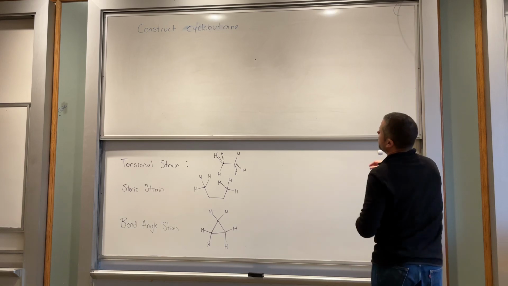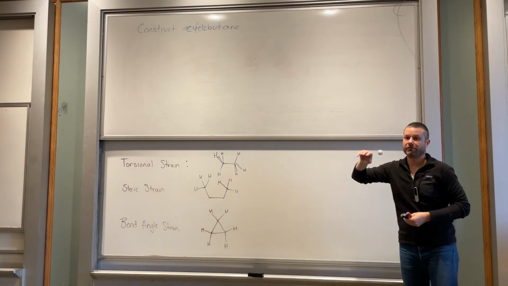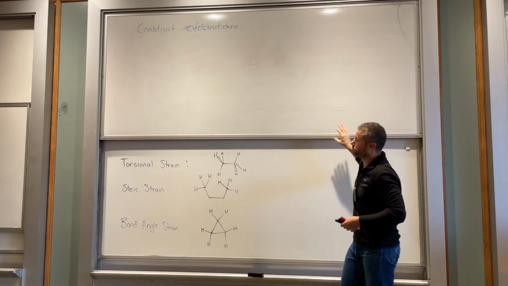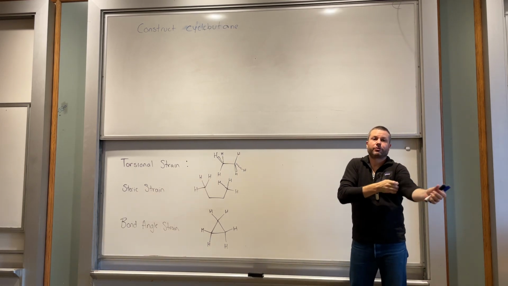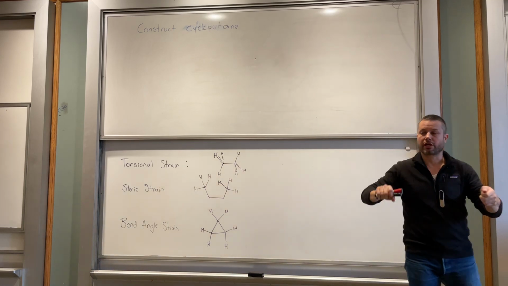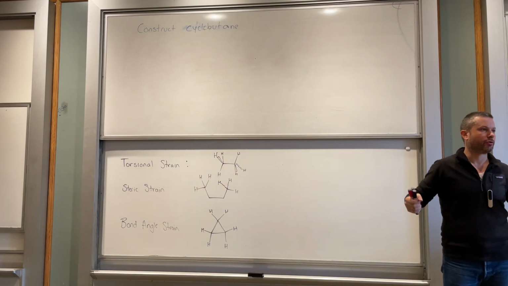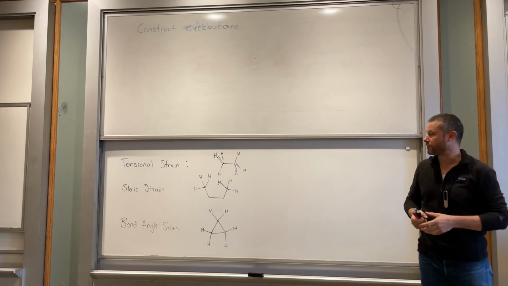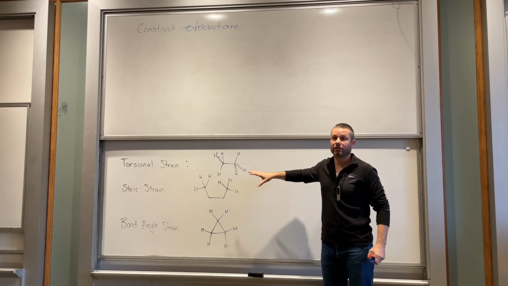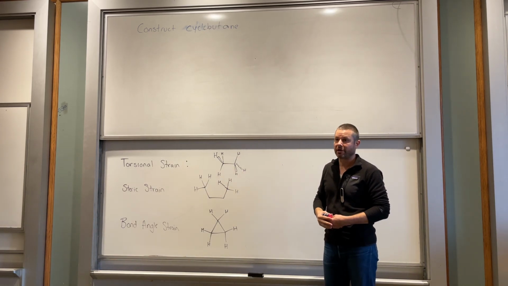So if you're still making your model, go ahead and keep making it. Okay, just a quick review. In this chapter, chapter 4, we're talking about molecular conformation, or the energy consequences of a molecule adopting different conformations. The other day we went over a couple different types of strain that contribute to the overall potential energy of a molecule.